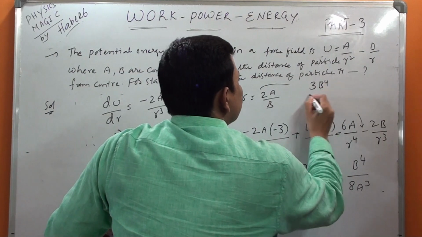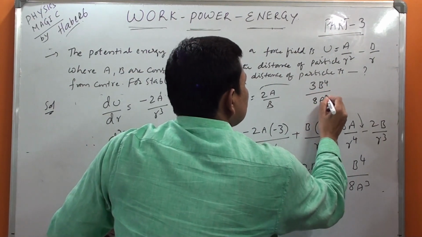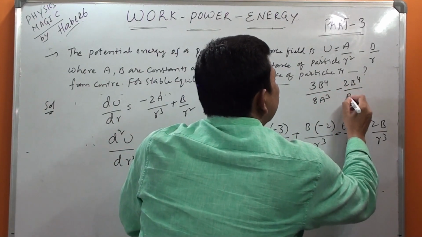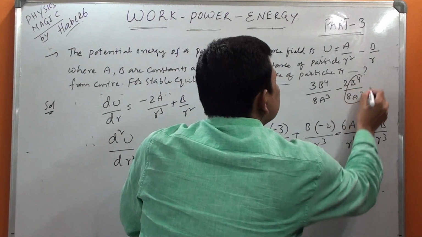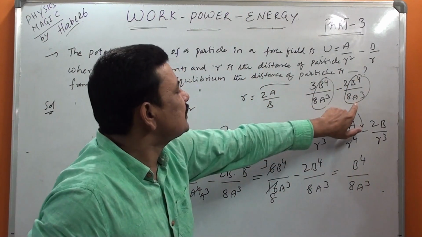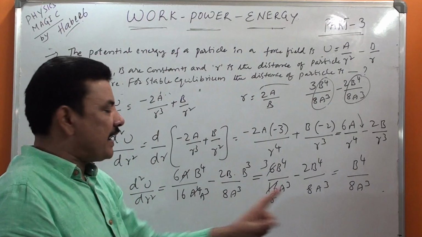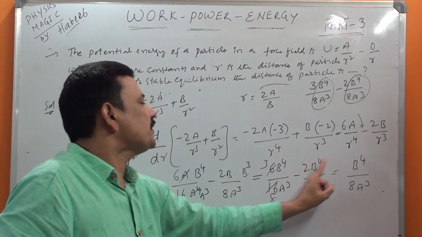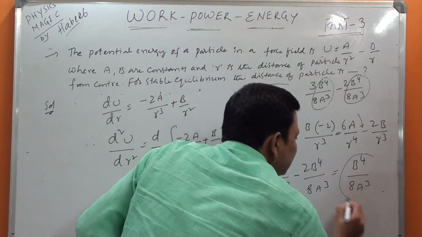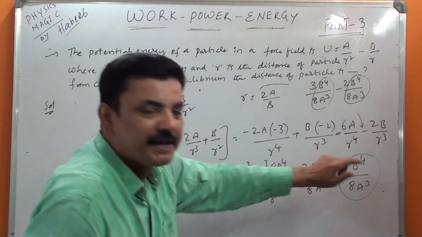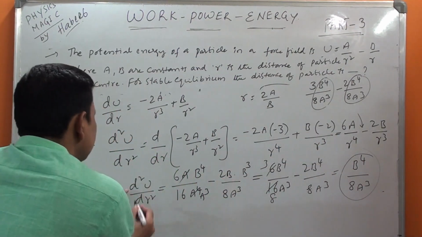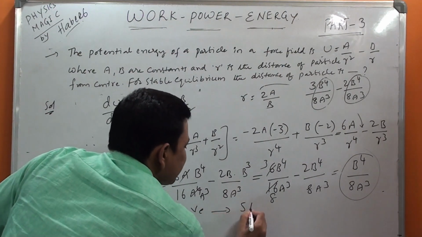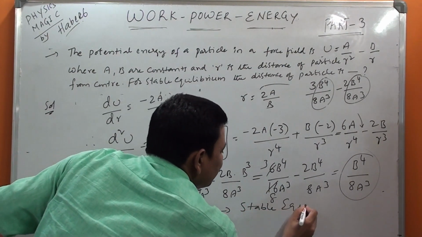3b power 4 by 8a cube minus 2b power 4 by 8a cube. If you take this common, 3 minus 2 is nothing but 1. That is only I wrote here. This is taken common. 3 minus 2 is 1. I got. Definitely this is positive, because no negative symbol came here. So it is positive. So d square u by dr square is positive. So it is stable equilibrium.